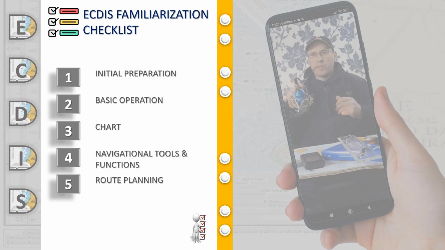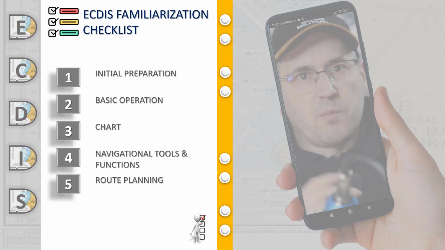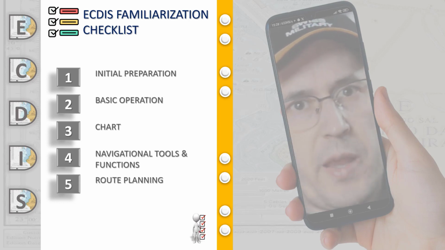One task more is to determine how to load the planned route and alternatives into the backup system. At this chapter of your familiarization checklist, if available, you have to determine how to use the ECDIS mode where ECDIS is not available, as appropriate.